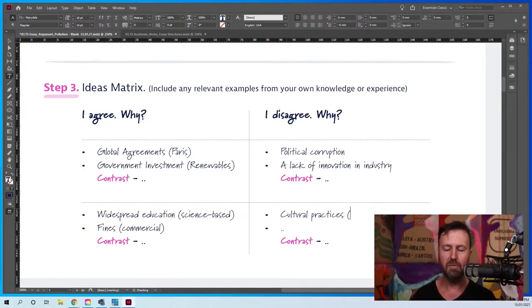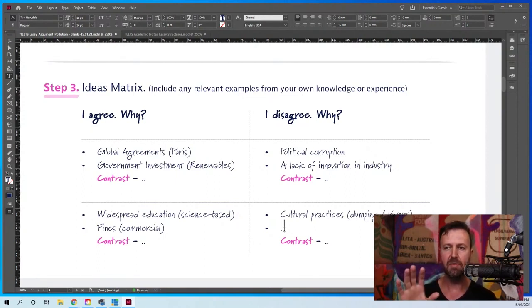Now, what I'm thinking here is stuff like dumping rubbish into rivers. We know that culturally, some countries across the world, that's the way they manage rubbish, and that's just the way they do it. And unless that's combated, we aren't going to see necessarily huge change across the globe. So, cultural practices. I'm going to put here dumping and let's say rivers. So we keep focused on that.